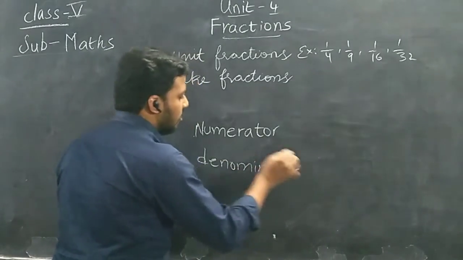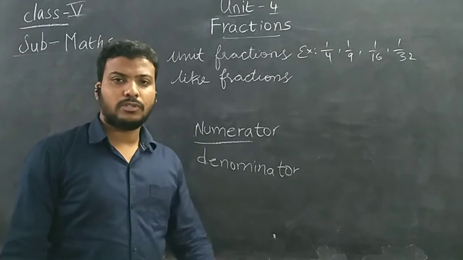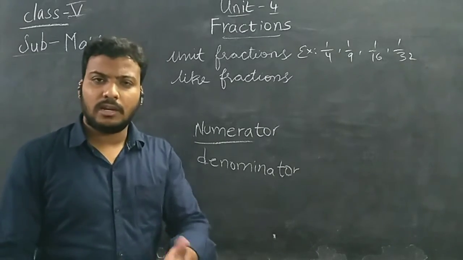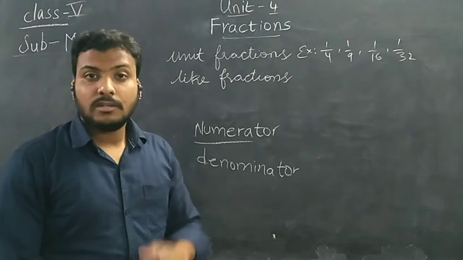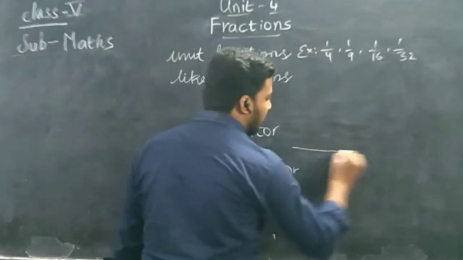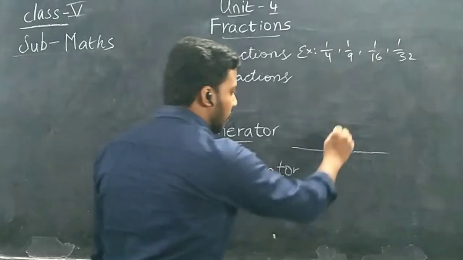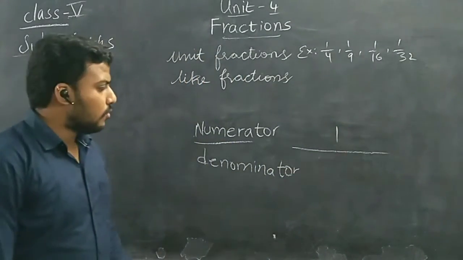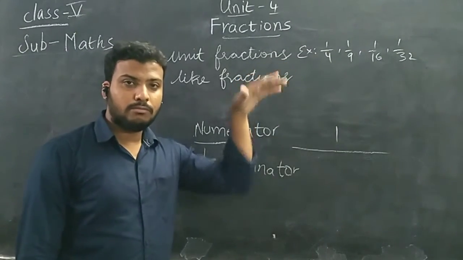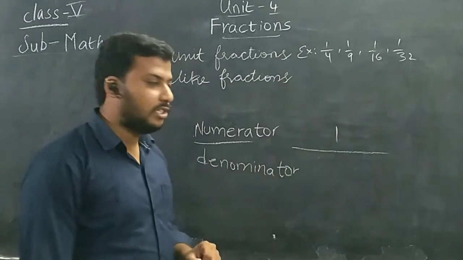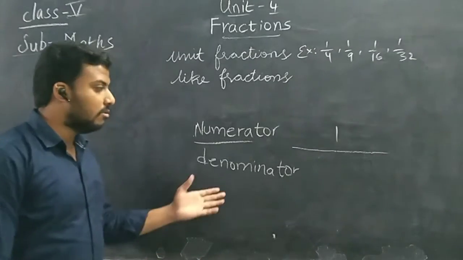What is this? The numerator is the value or the number which is above the line. Children, if this is the line, the number or value above the line we consider as the numerator. The number which is below the line, we consider as the denominator, children.